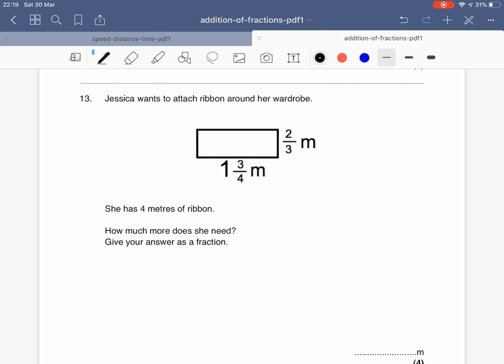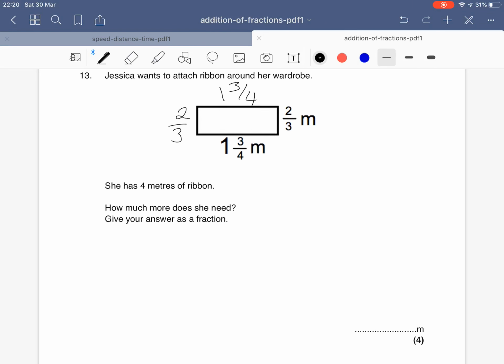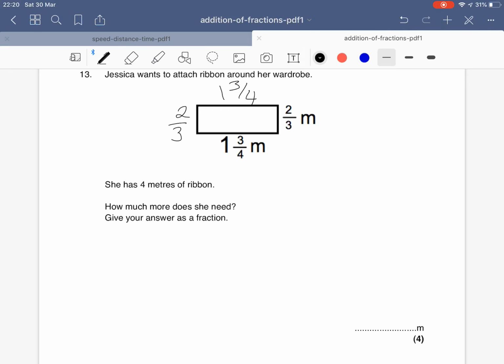So she needs 1/12 more. So she wants to attach a ribbon around her wardrobe. How much more does she need? Give your answer as a fraction. So she has 4 already, so I'm assuming she wants it around the whole of her wardrobe, so all of her perimeter. So this side would also be 1 3/4, and this side would also be 2/3. So we basically need to add all those up. So we've got 2/3, add 1 3/4, add our 2/3, add our 1 3/4.